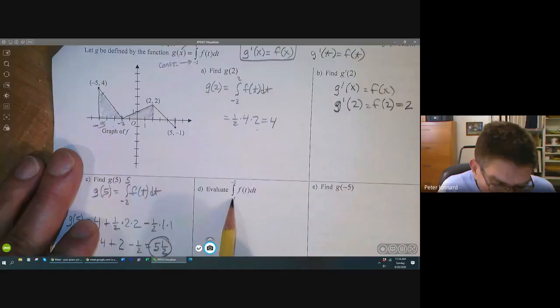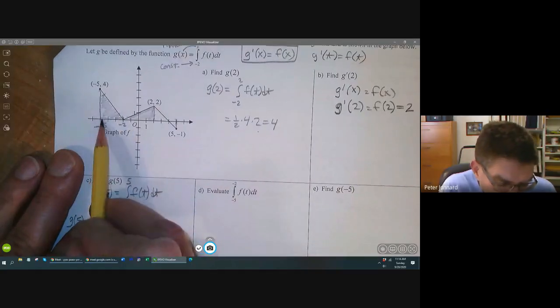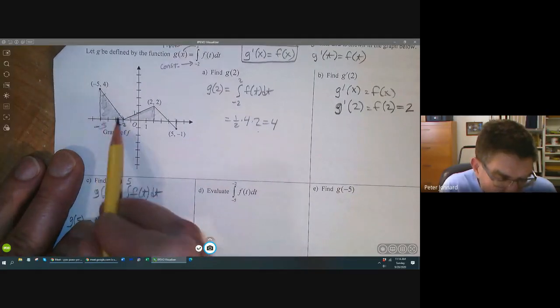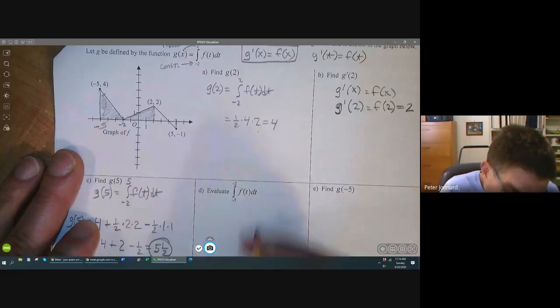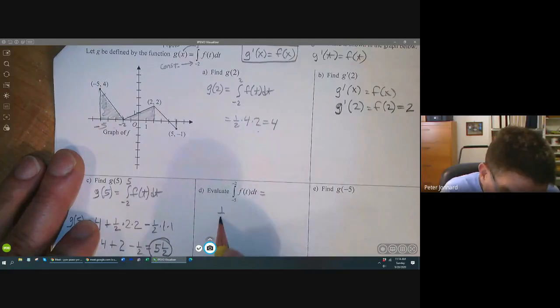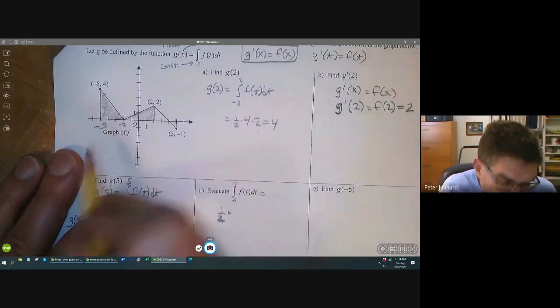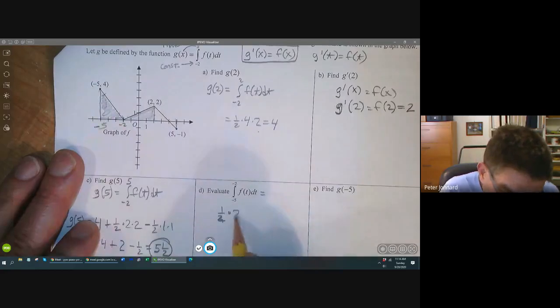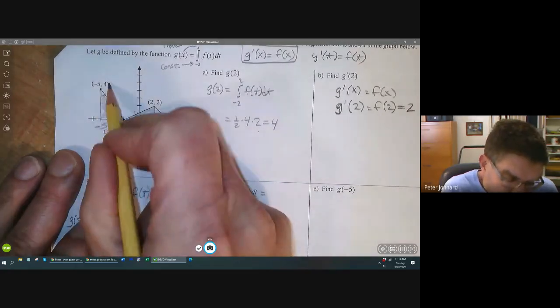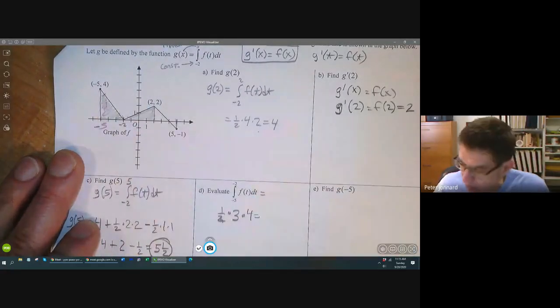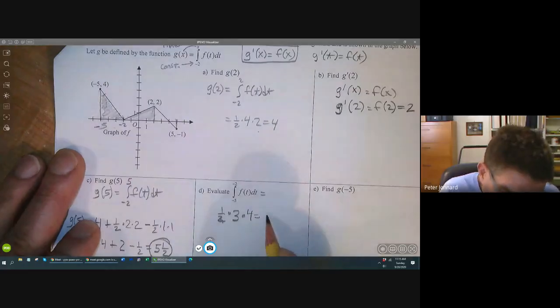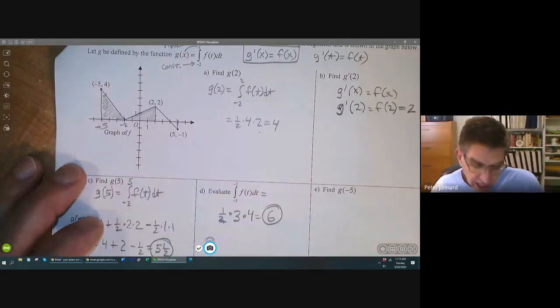And since I'm going from -5 to -2, I'm going left to right, and so it's a positive area. It's above the x-axis. And so that would simply be equal to 1/2 of its base. The base would be 3 times the height it told me was 4. And so that would be 1/2 of 12, or just 6. Okay, and there I have it.